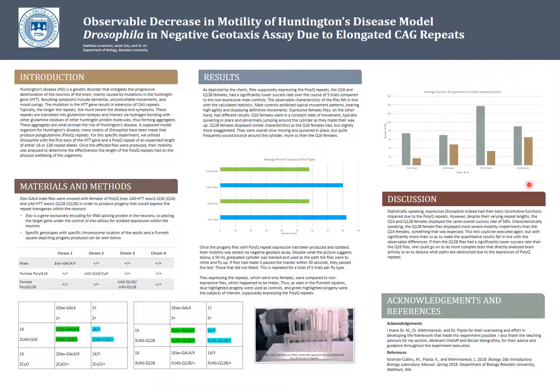Now, I want to explain that for males and females, the sex itself has nothing to do with the experiment itself. It's just that the males happen to be the controls and the females happen to be the expressive flies for the Q128 and Q16 repeats. The sex of the flies has nothing really to do with the experiment itself.